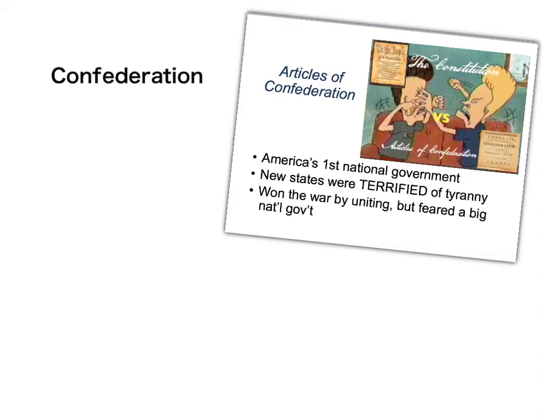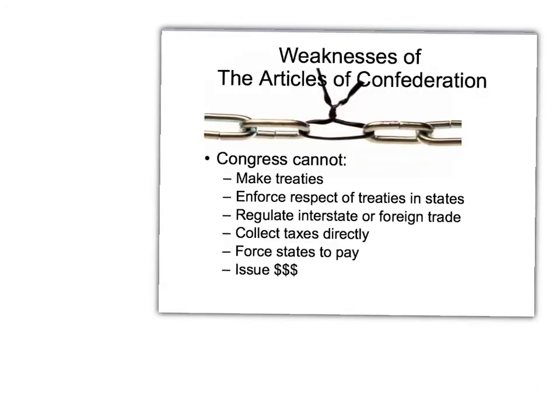But they create that because the new states were terrified of tyranny. Remember the principle of tyranny? The King of England made all these laws and rules that didn't respond to the needs or to the wants of the colonists. The colonists, remember, won the war by uniting, but they feared a really big national government where one state would have more control than another state, or that the national government would be distant from the states that it represented. So the Articles of Confederation was created under this idea that the states were terrified of tyranny and did not want a strong national government. That would, of course, affect the way that the Articles of Confederation would not only be written, but implemented and interpreted. The Articles of Confederation were a fairly weak governing body.